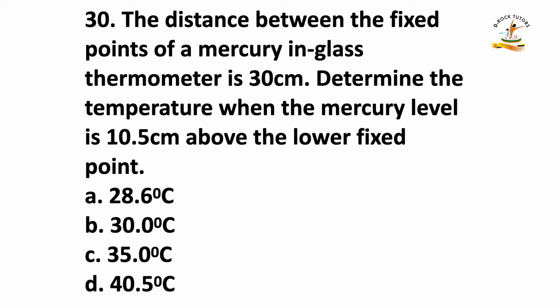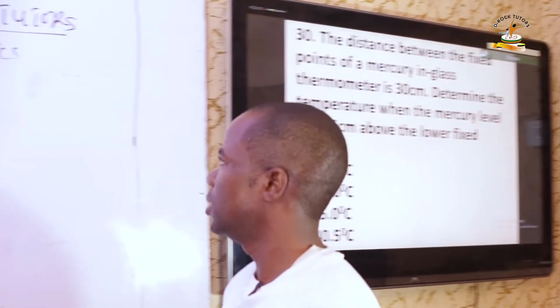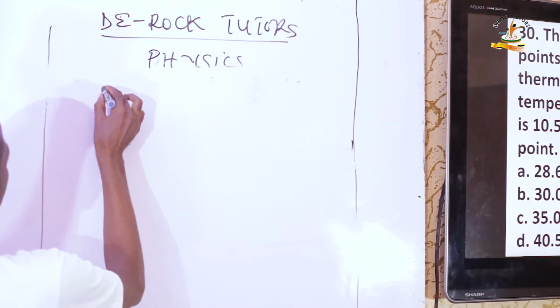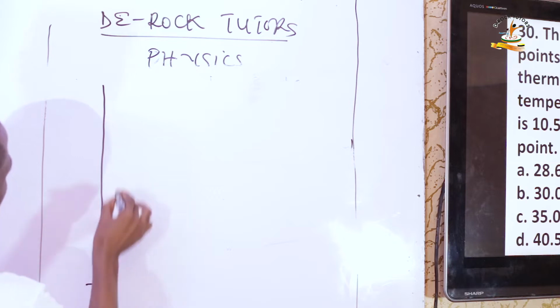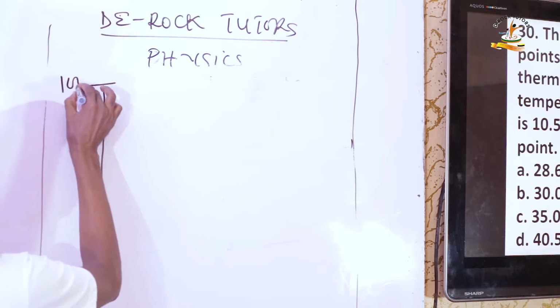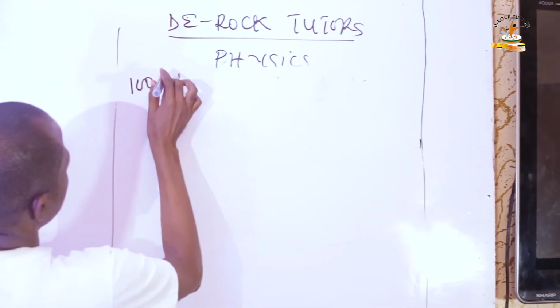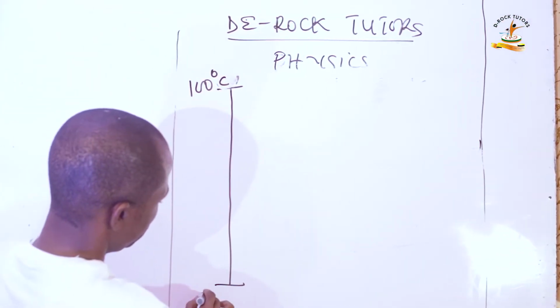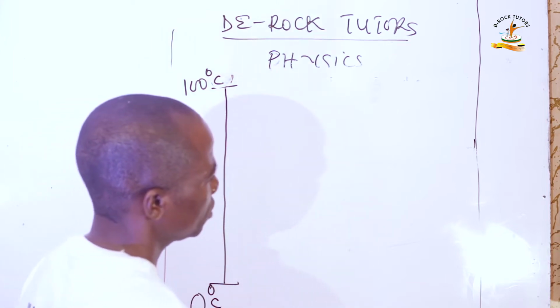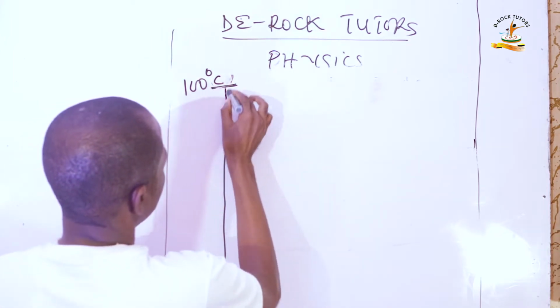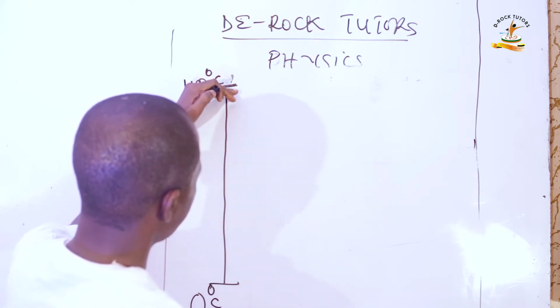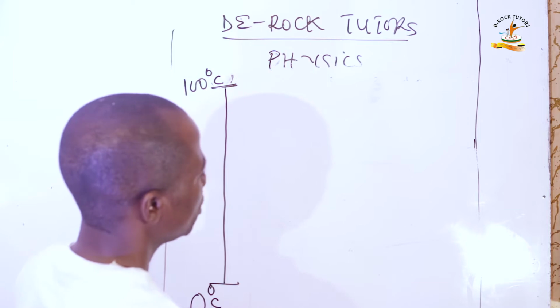The distance between the fixed points of a mercury in glass thermometer is 30 centimeters. We are to determine the temperature when the mercury level is 10.5 centimeters above the lower fixed point. Let's look at the board and see how we can do this. If these are the two fixed points, this is the upper fixed point, which is 100 degrees Celsius. And then this is the lower fixed point, 0 degrees Celsius.